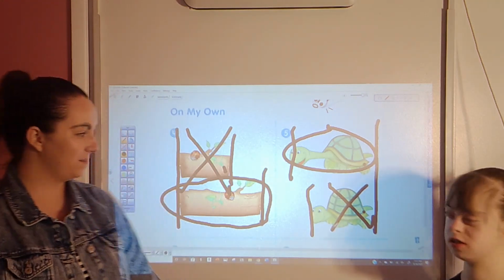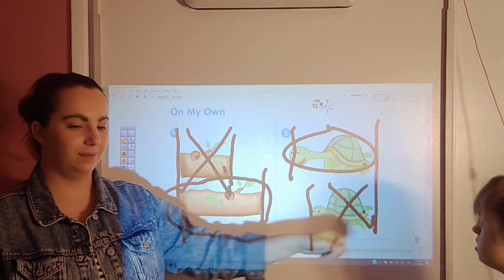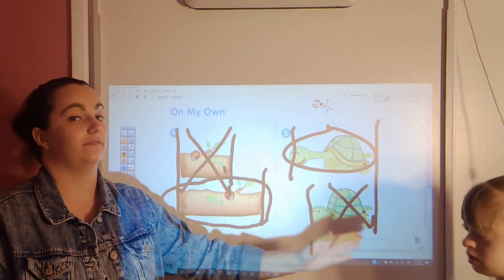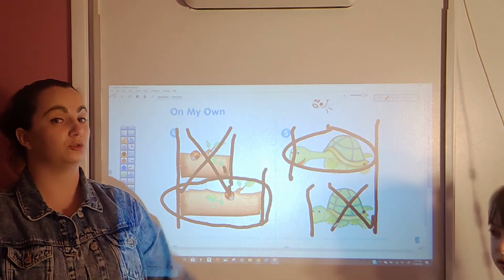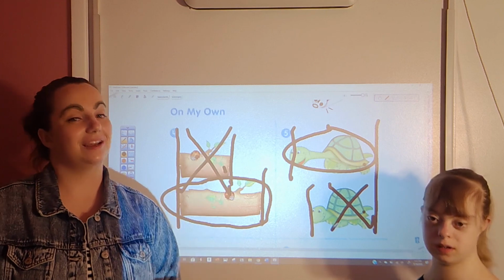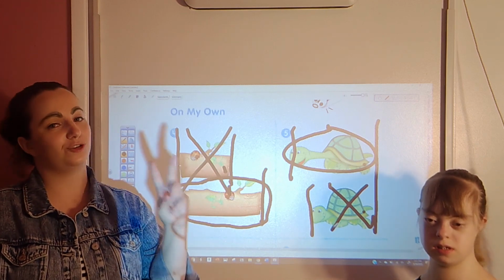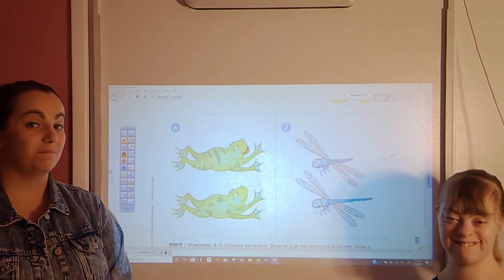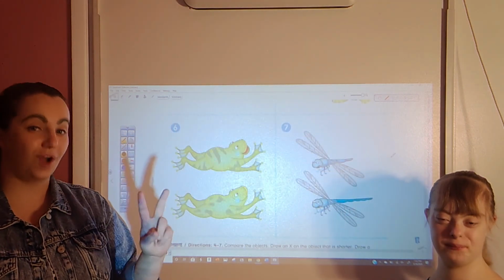Nice job on those set of problems comparing length. We're seeing how objects have different lengths and finding which ones are longer and which ones are shorter. Kaylee and I are going to get ready and come back with our last two problems for this lesson video. Okay. We're back with our last two problems.